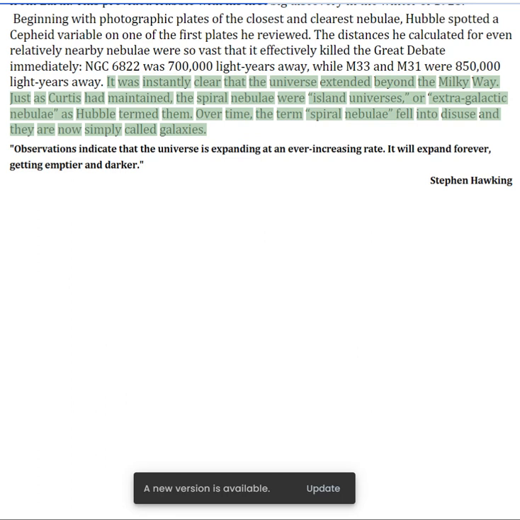Just as Curtis had maintained, the spiral nebulae were island universes, or extragalactic nebulae as Hubble termed them. Over time, the term spiral nebulae fell into disuse and they are now simply called galaxies.